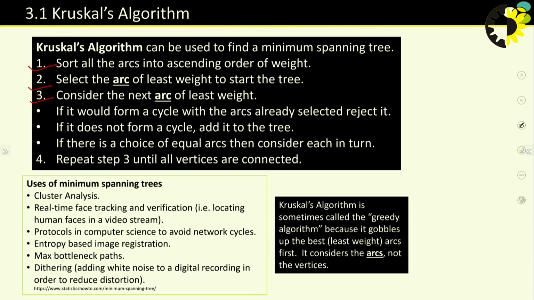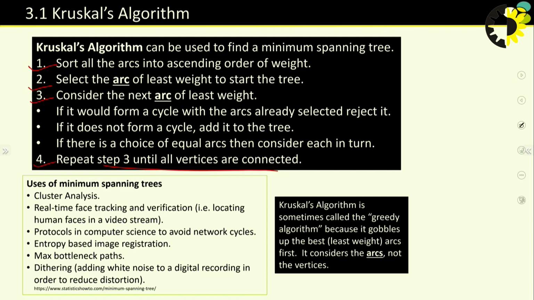If we select the least weight arc, then three conditions apply. First, the arc may create a cycle. If the arc creates a cycle, then this arc will not be considered. Second, if it doesn't create a cycle, then it will be considered. If arcs have the same weight, we consider them in turn. Fourth point, repeat step 3 until all vertices are connected.